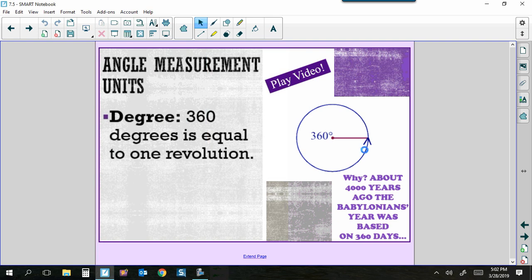360 degrees is believed to have come from the fact that a long time ago, our year was based on 360 days. I think that's interesting. 1 degree for every day. One full revolution around the sun. So that is what we are used to. 1 degree is 1/360th of a circle. So it makes total sense.